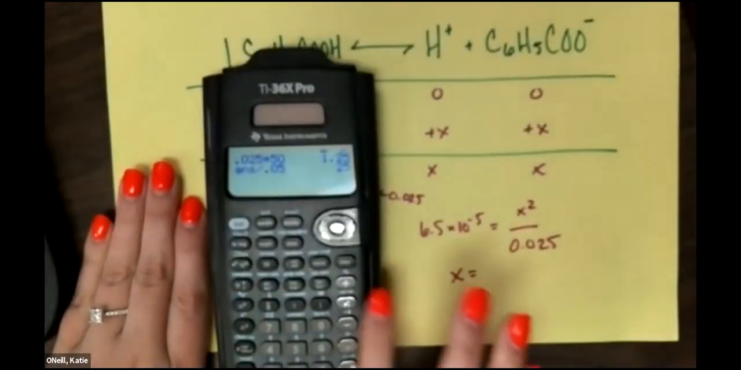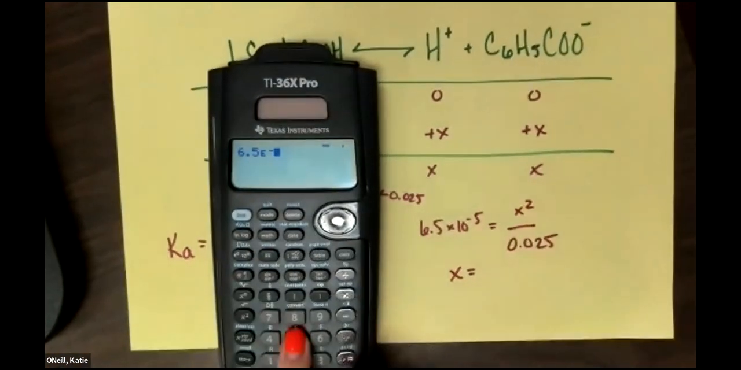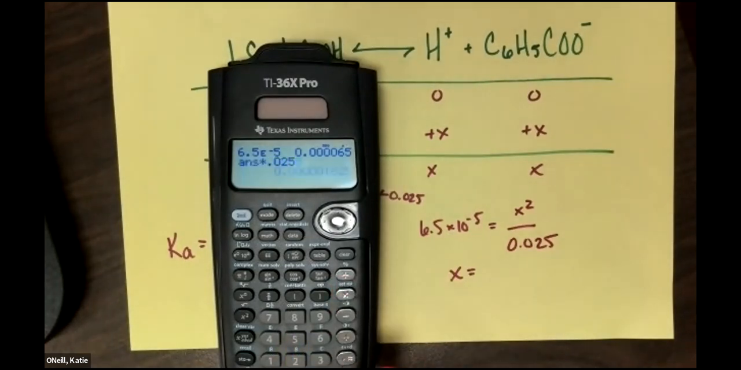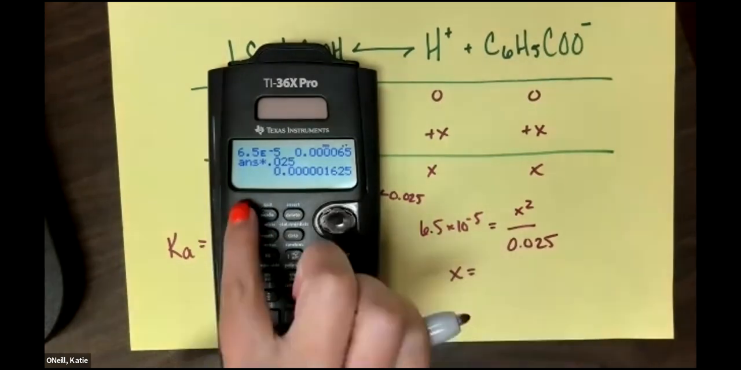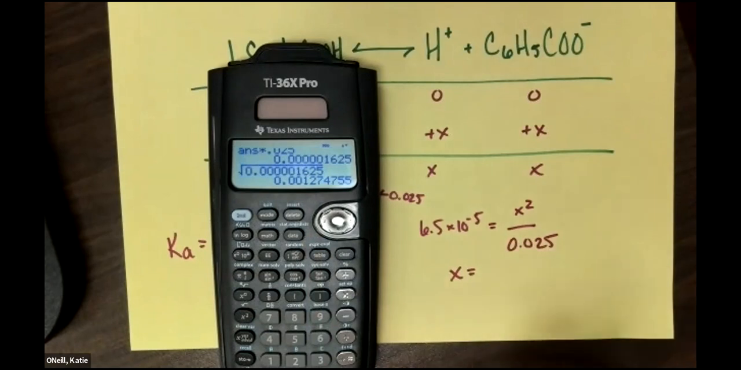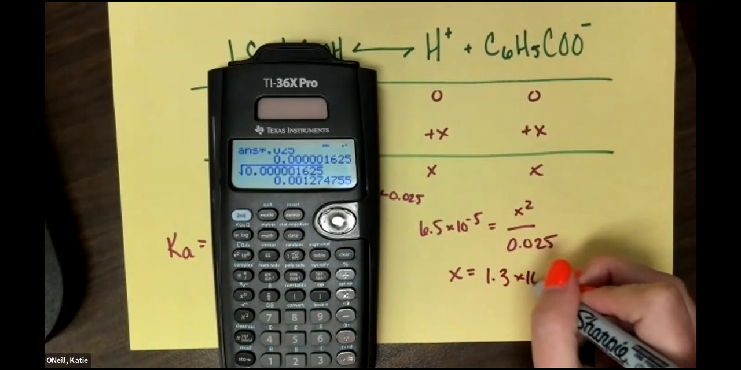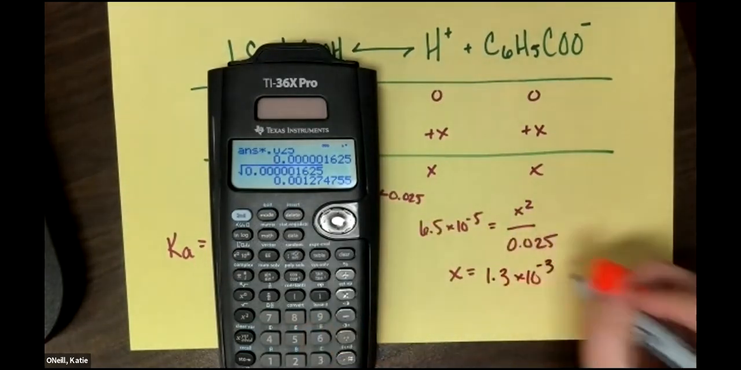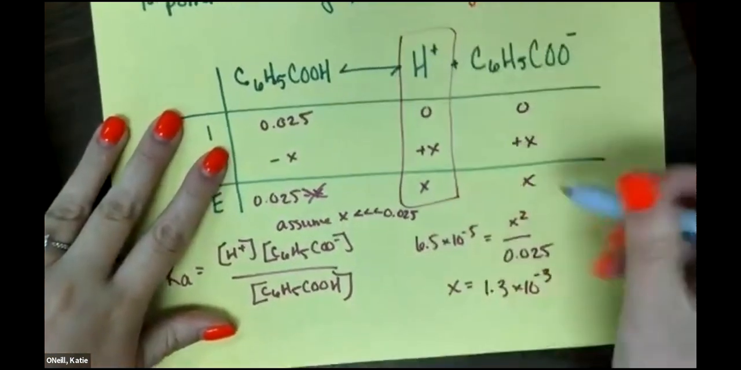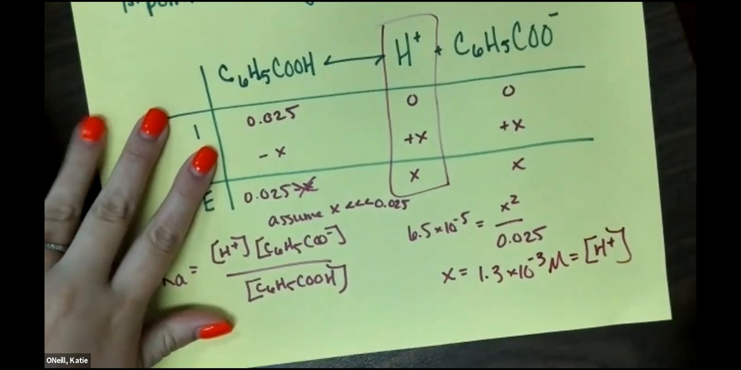Okay. So 6.5 e negative 5 times 0.025. That'll get rid of these guys, but it's still squared, so I need to square root. All right, so it's going to be 1.3 times 10 to the negative 3rd. And we have that equal to our concentration here of hydrogen. So that is my H plus concentration.